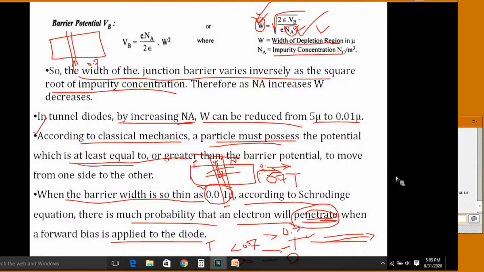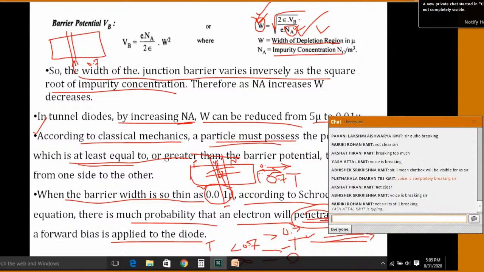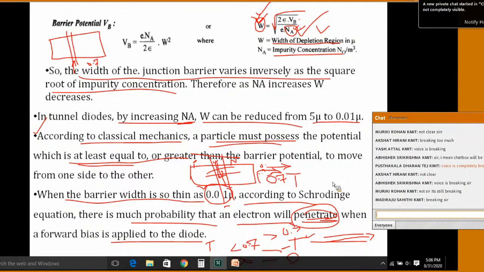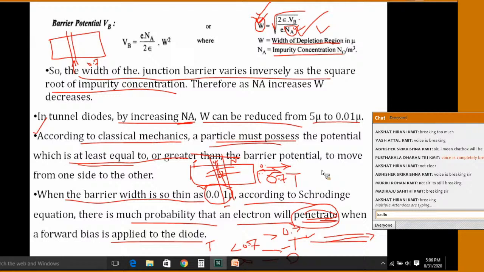Is it clear? There is a tunnel. Now, what is the tunneling case? Now it is clear.